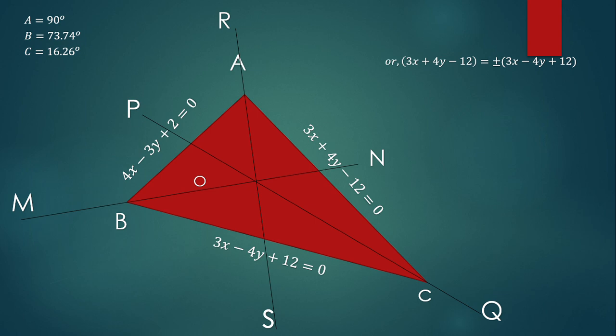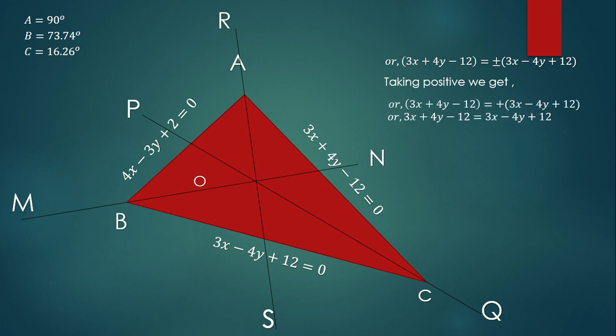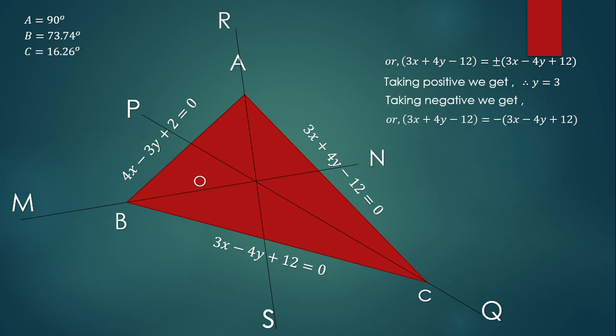Now we have two equations here. Taking positive we get this, and 3x cancels, so 8y is equal to 24, therefore y is equal to 3. Taking positive we get this, and taking negative we get this. 4y cancels, 12 cancels, and x is equal to 0. So negative gives x is equal to 3.